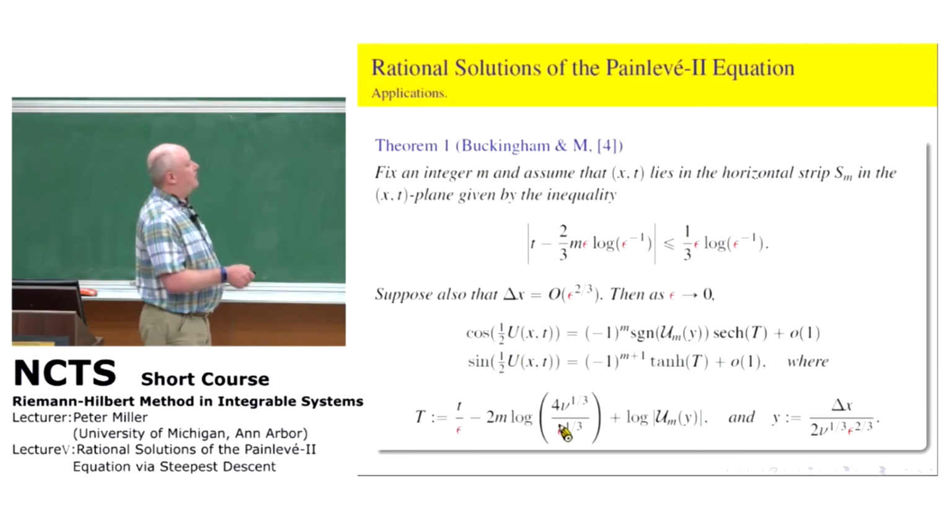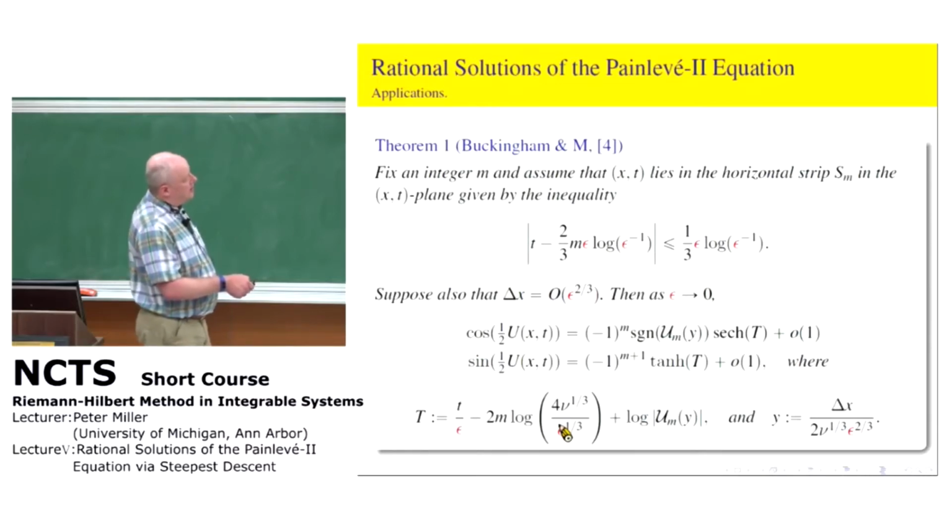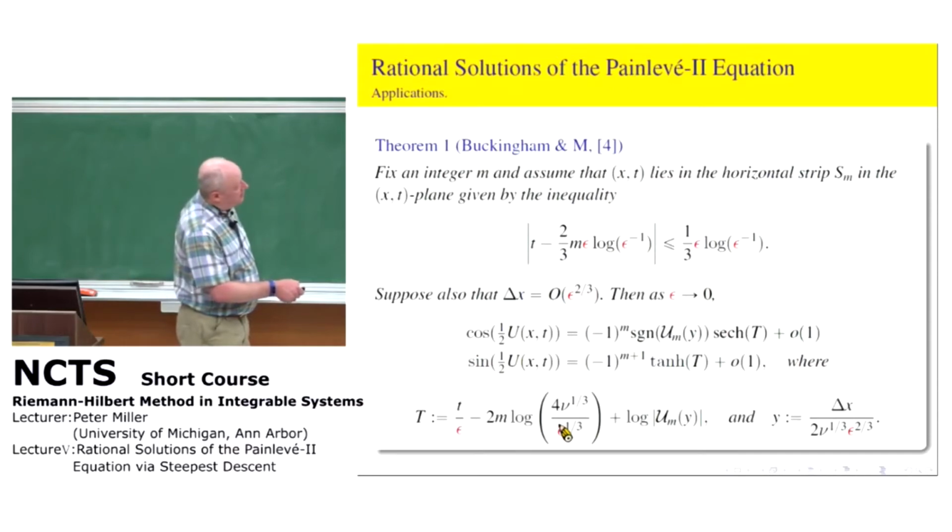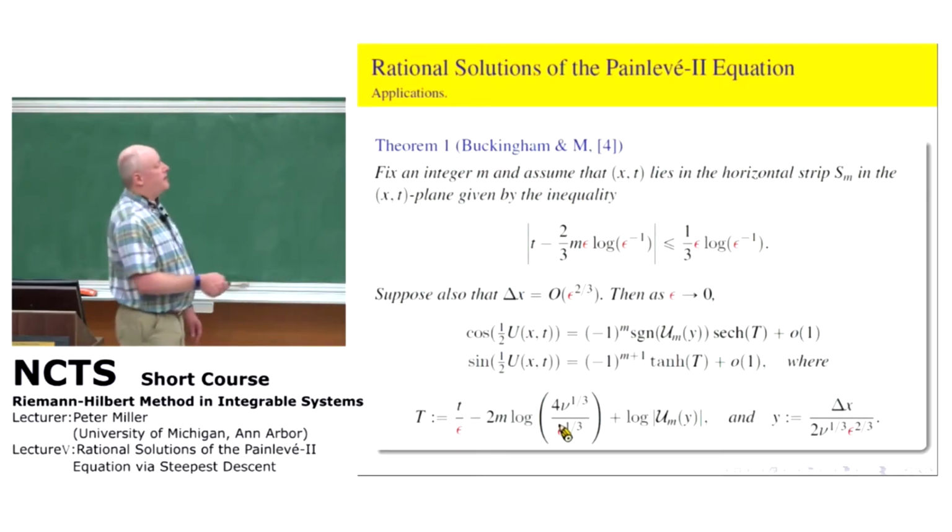Then as epsilon goes to 0, the cosine and sine of 1/2 of the function u(x,t) are converging to these explicit formulas here. There are some plus or minus signs. This one involves, strangely, the pendulum function u_m of y. But then there's a hyperbolic secant and hyperbolic tangent of capital T, and capital T is this combination of the variables. The formulas look simple enough in terms of this capital T.